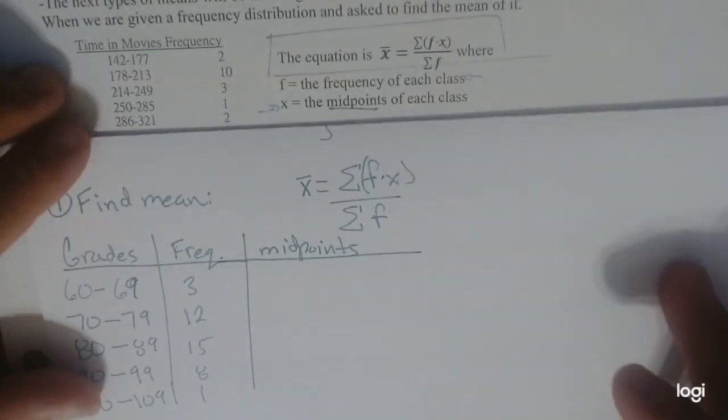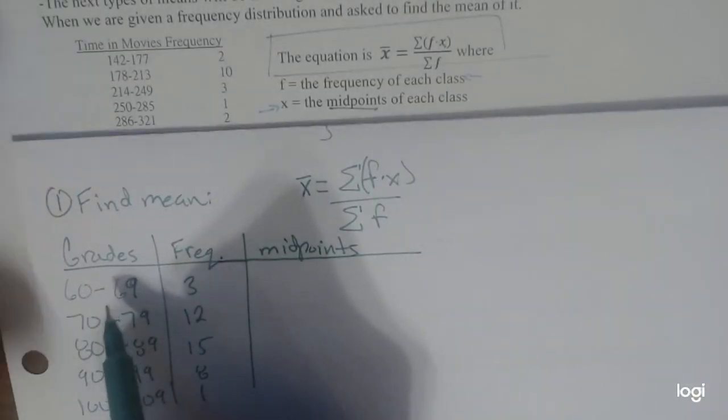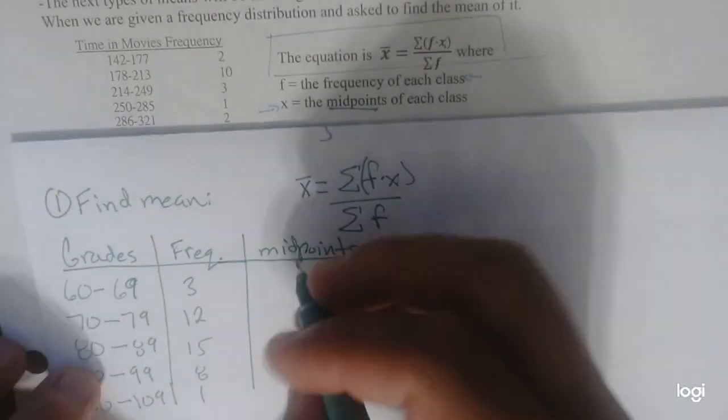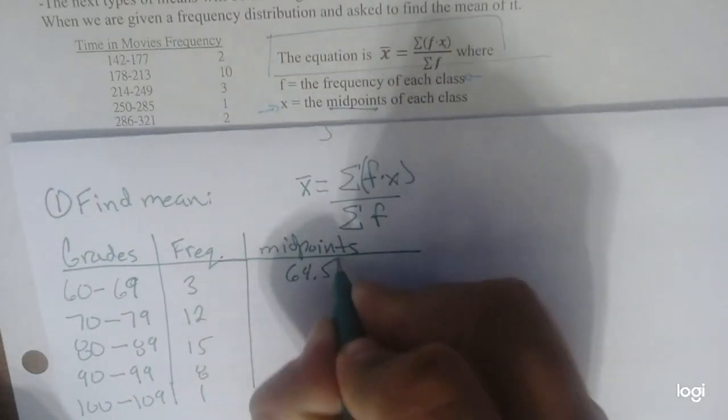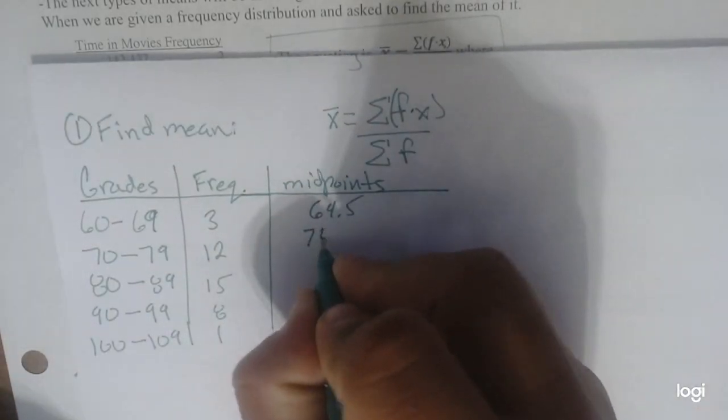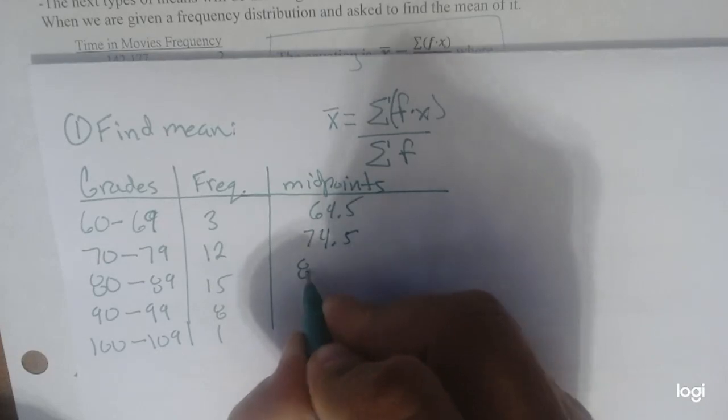Okay, so midpoints, right? We add them and divide by 2. So 60 plus 69 divided by 2 gives you 64.5. And then we do the same thing for the rest of them. Just add them and divide by 2. So I'll just quickly write those down.